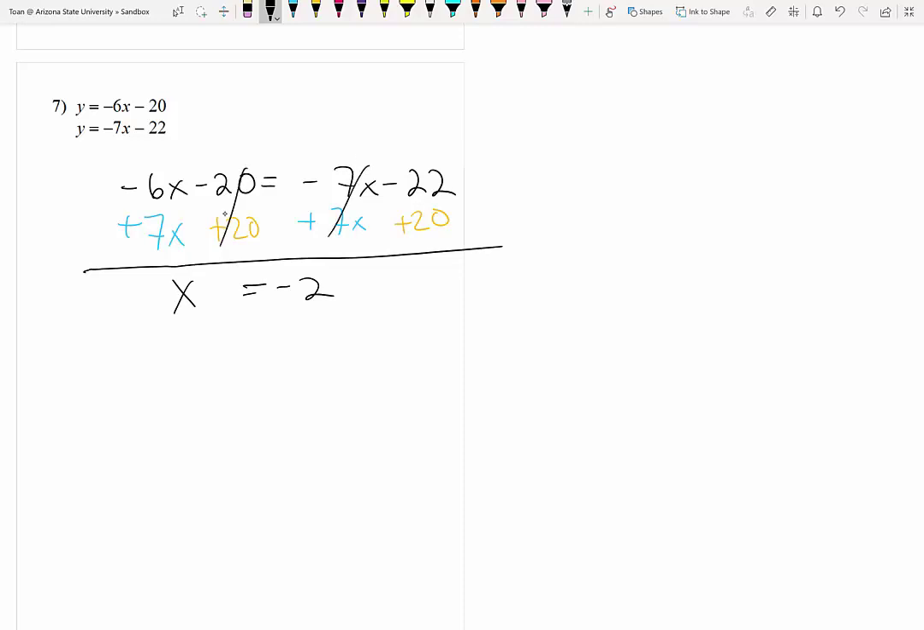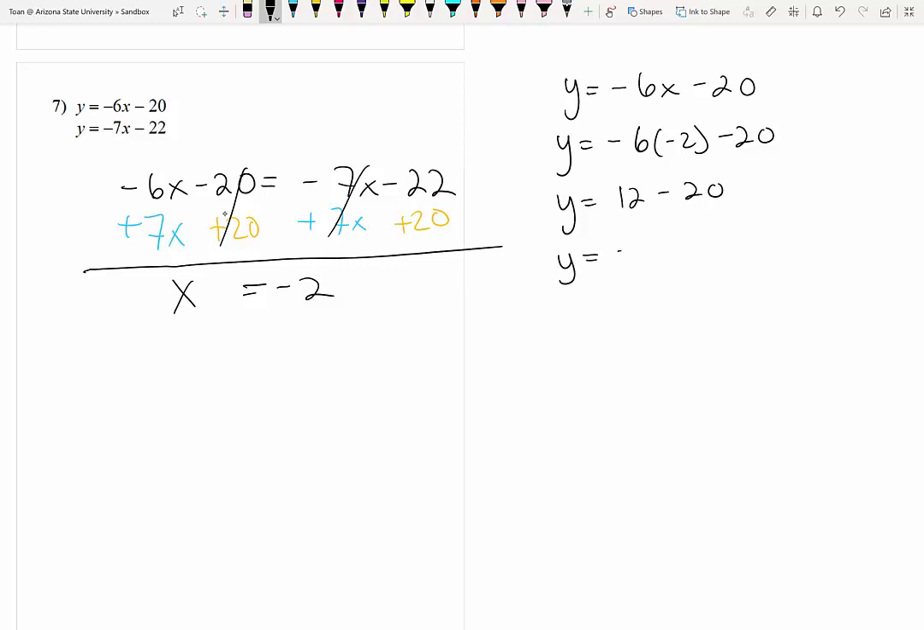So then substitute into any of the original equations. Let's substitute it into the top equation. Why not? Both equations look equally bad. So substitute a negative 2 in for the x. And then do some math. Negative 6 times negative 2 is a positive 12. 12 minus 20 is a negative 8. So there's our solution. Negative 2 comma negative 8.